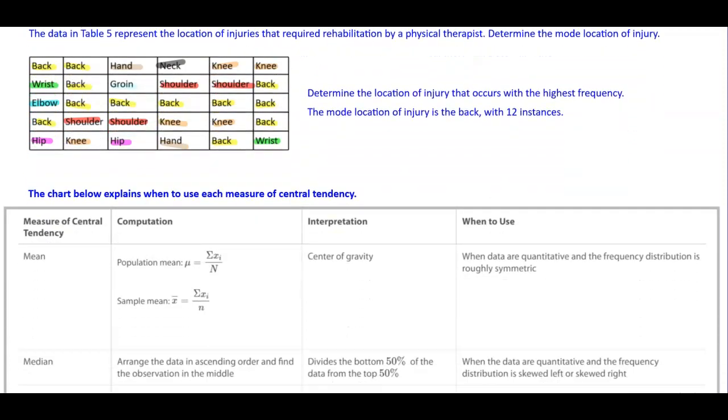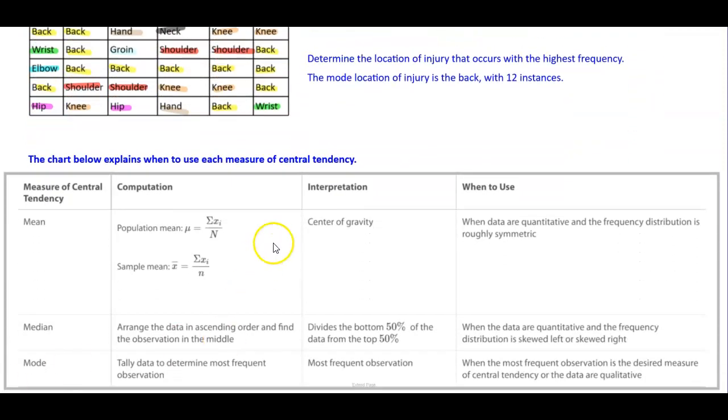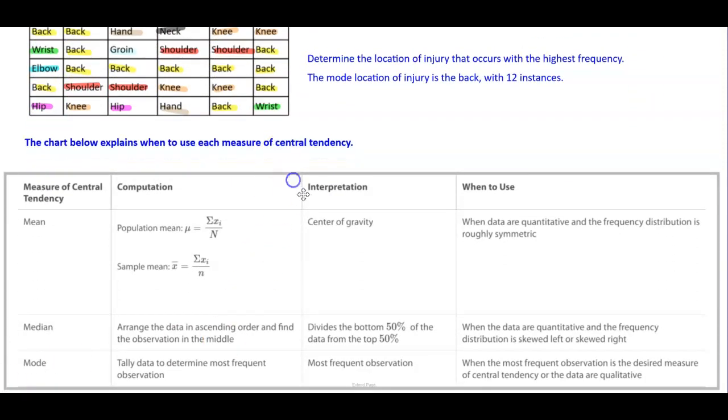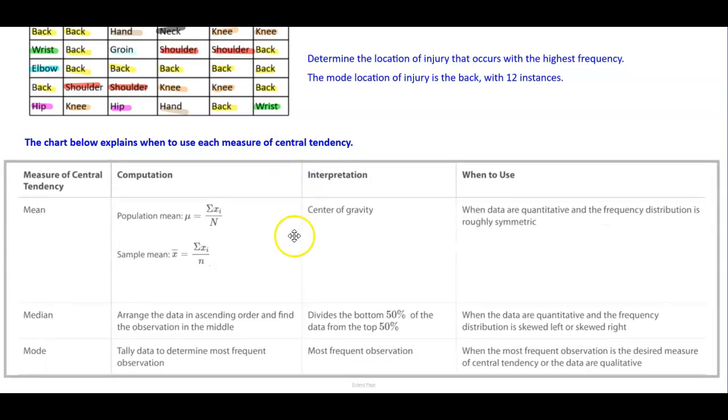Now, this chart below explains when to use each measure of central tendency. For the mean, the population mean is the sum of the data values divided by the number of population observations. The sample mean, x bar, is equal to the sum of the observations divided by the sample size. The interpretation is the center of gravity.